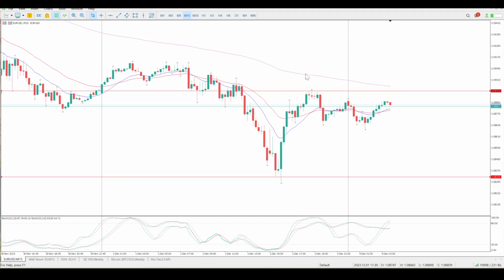That's going to validate a big cup and handle for me, and then we'll be looking for a move to the upside. So until that happens, I think I will be sitting on my hands, and we'll just wait for that. I don't think anything's going to happen today, to be honest. I think this is something we're going to have to wait for tomorrow. So I'll be sitting on my hands on the Forex market until tomorrow.